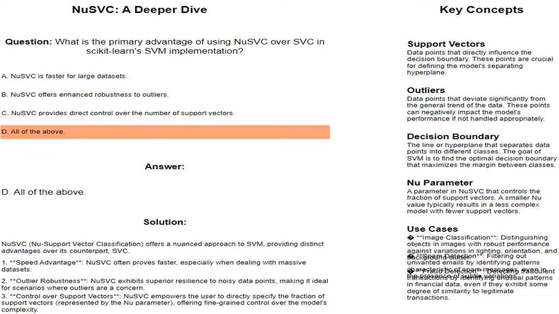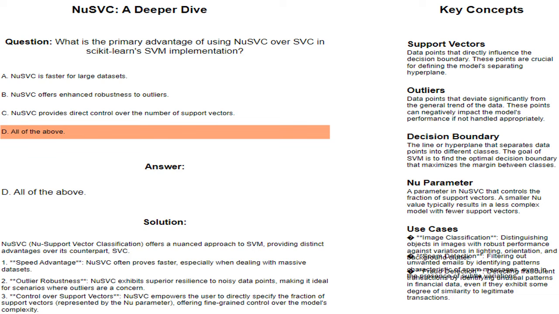Correct. NuSVC often exhibits better performance in terms of speed, particularly when handling extensive datasets. This stems from the fact that NuSVC optimizes a different objective function than SVC. It focuses on controlling the fraction of support vectors, potentially leading to faster convergence in the optimization process.